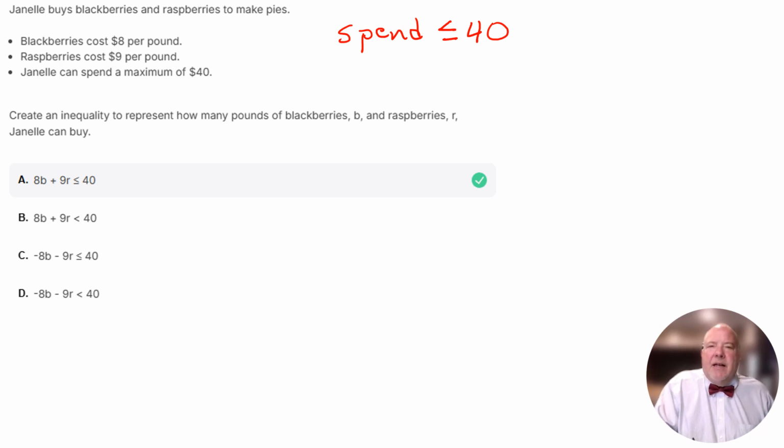So let me write that down real quick. 8b plus 9r is less than or equal to 40. And so there you go. Again, I would really encourage you to start with the end when you're writing an equation or an inequality, because I think that's the easiest part to start with.